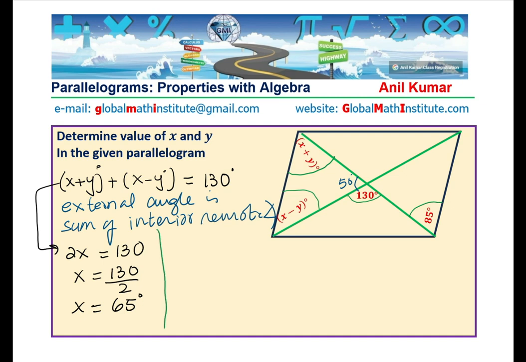Now we only have to find the value of y. We also know that these two angles are equal, right? Alternate interior angles between the parallel lines, right? So as you can see, these are parallel lines we're talking about, correct?